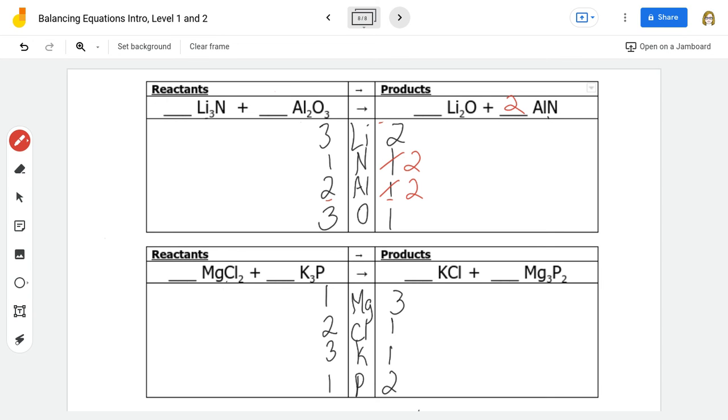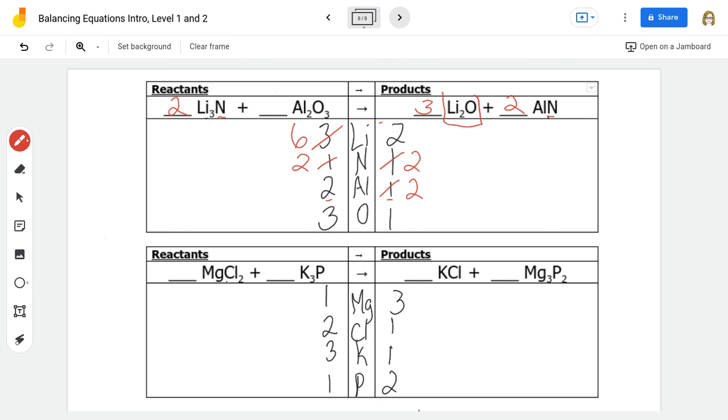So it's sort of like dominoes. Since I now have 2 N's, I know this side is going to need 2 N's. So I'm going to put a 2 here. That's going to change my Li to 6 and my N to 2. Now I have 6 Li's. So on the product side, I'm going to need 6. That means I'm going to need a 3 here.